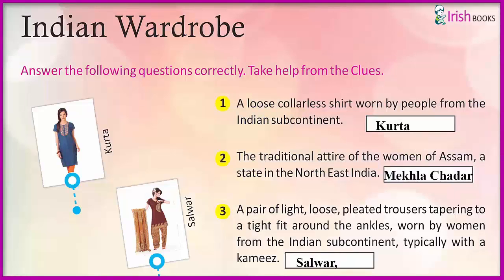Indian wardrobe. Answer the following questions correctly. Take help from the clues. 1. A loose collarless shirt worn by people from the Indian subcontinent. 2. The traditional attire of the women of Assam, a state in the northeast India. 3. A pair of light, loose, pleated trousers tapering to a tight fit around the ankles, worn by women from the Indian subcontinent, typically with a kameez.